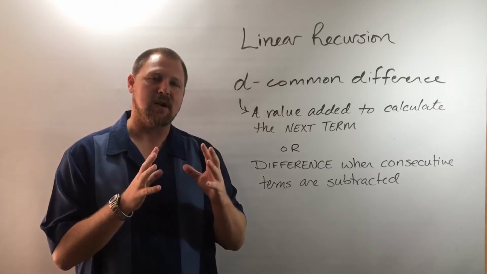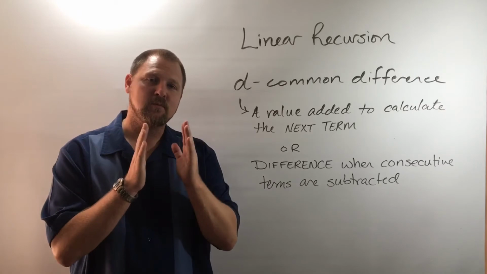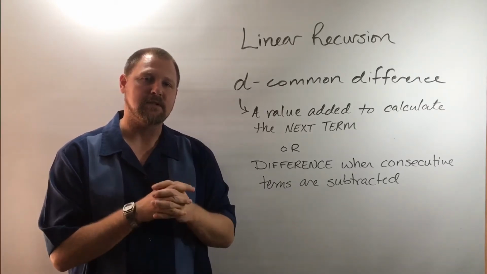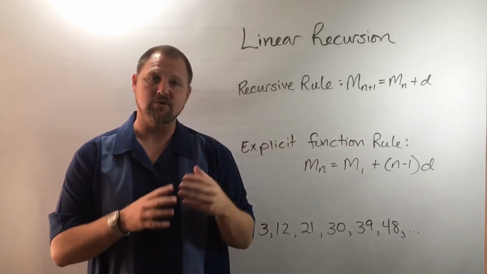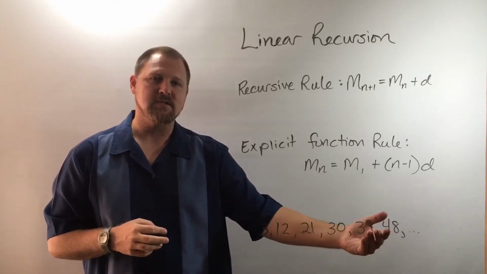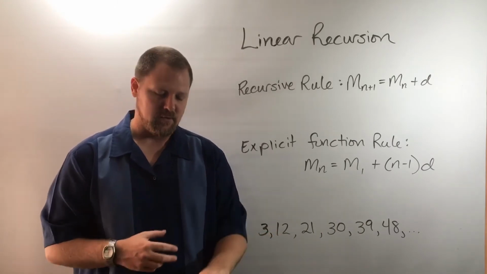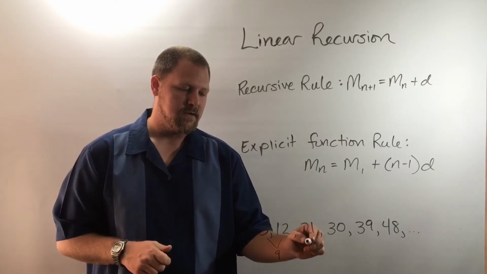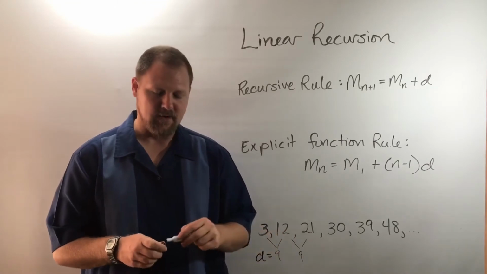Or it's the difference of consecutive terms. If we have two terms that are right beside each other and we subtract them, we should get the common difference, and that should happen from two consecutive terms to the next two consecutive terms as well. You should get a common difference. When we start writing rules for linear recursion, we have a recursive rule and an explicit function rule, or just a function rule. If we're given a sequence of numbers similar to this, the beginning term is 3, and then we increase by a value of 9. It looks like 3 plus 9 is 12. 12 plus 9 is 21.